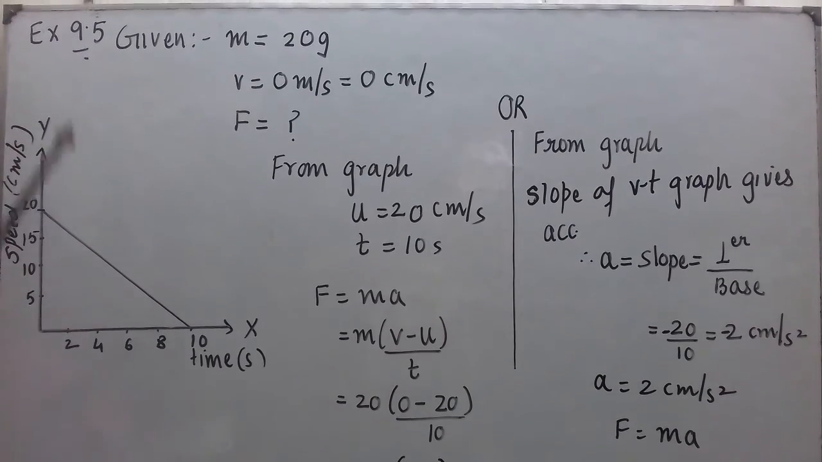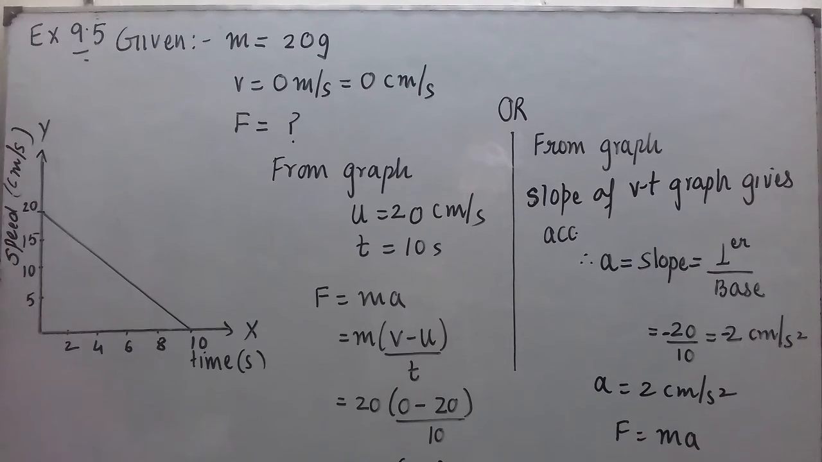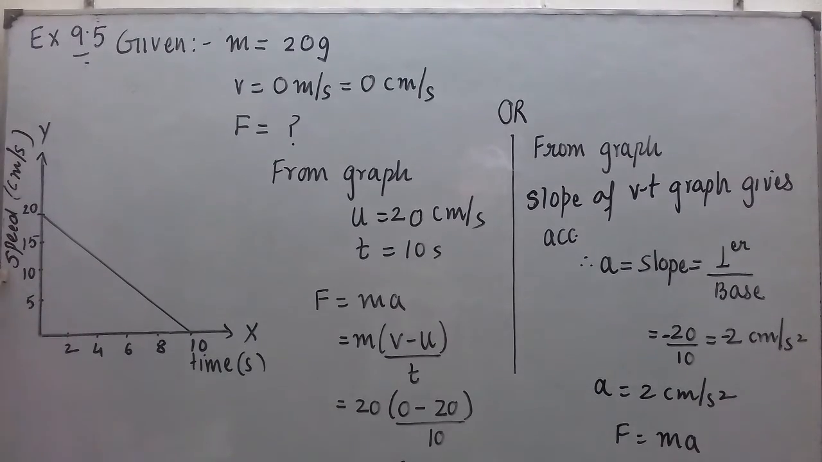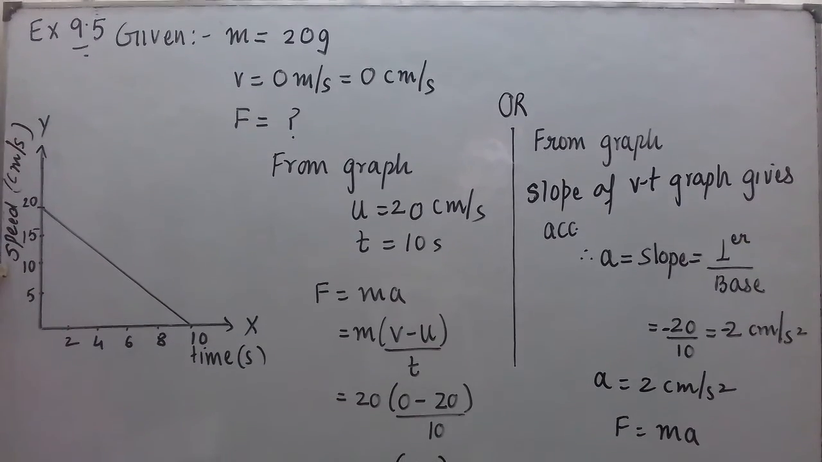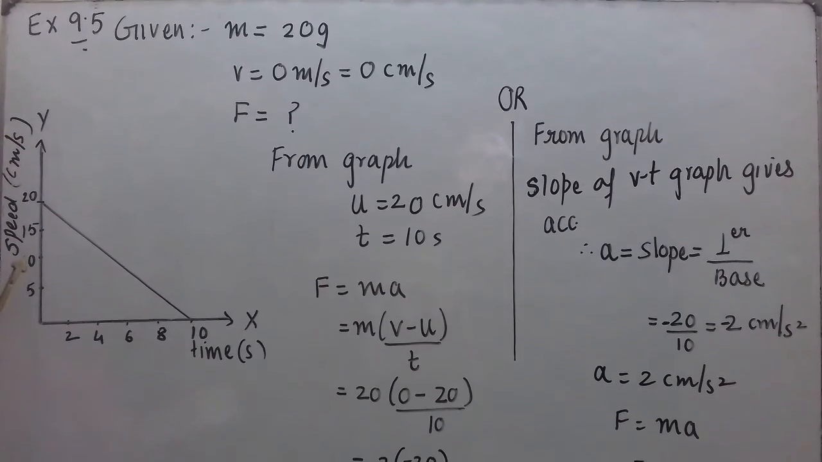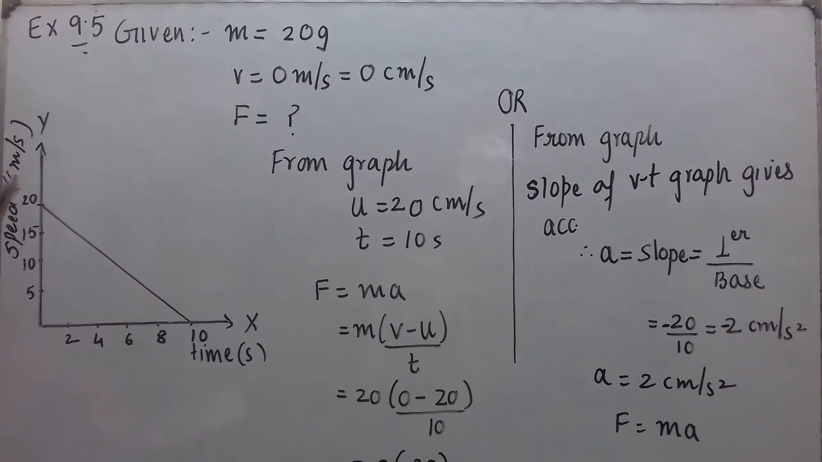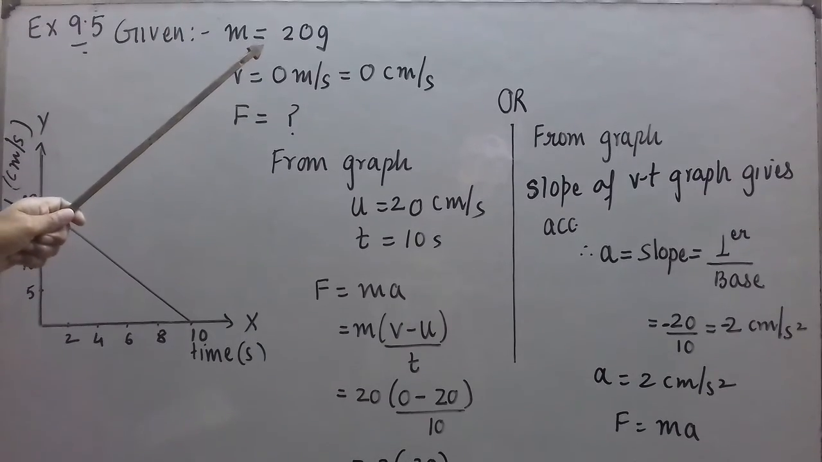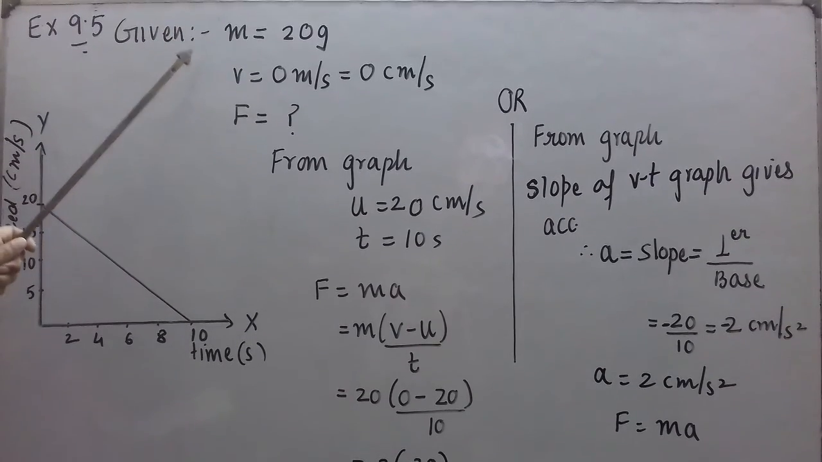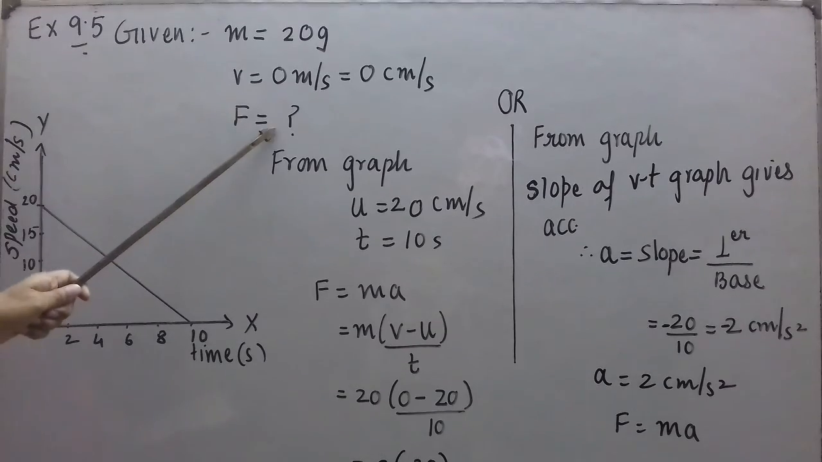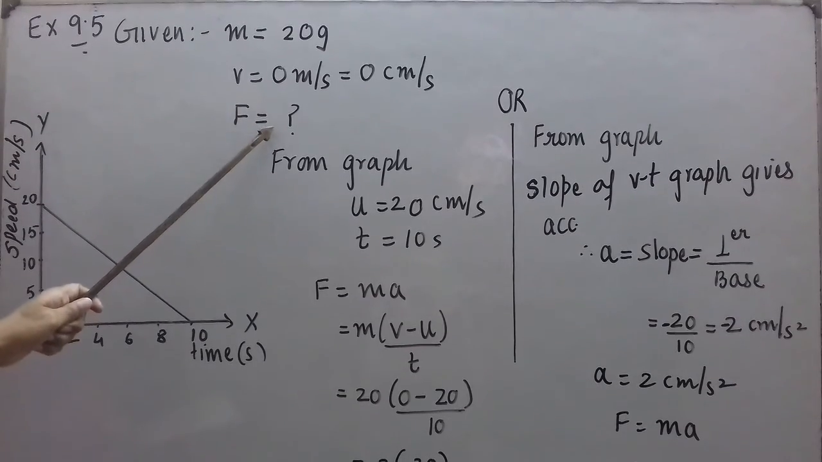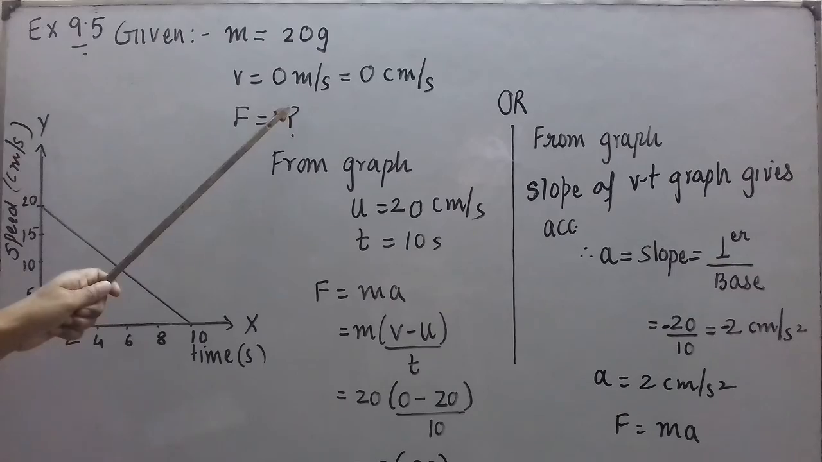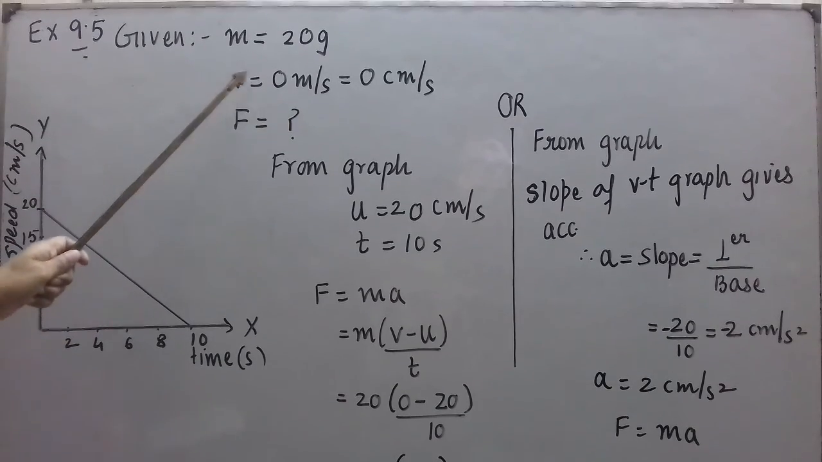So now let us write what is given. First of all, we should know that this graph is a speed time or velocity time graph, as the ball is moving along a straight line only. So this velocity time graph is of a ball of mass 20 grams, so mass is 20 gram. You have to find how much force the table exerts on the ball to stop it, so F you have to find out. Stop it means the final velocity is zero.